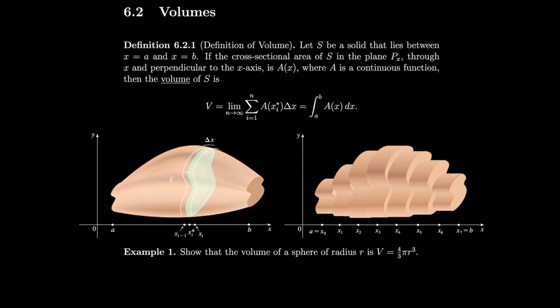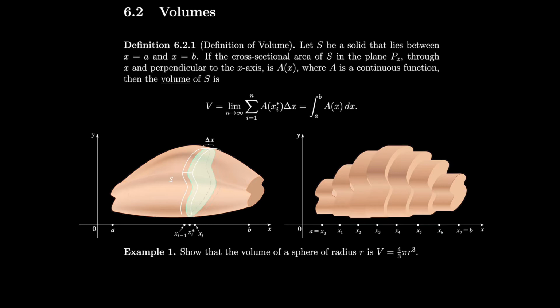Section 6.2, Volumes. Let S be a solid that lies between x equals a and x equals b. If the cross-sectional area of S in the plane P_x through x and perpendicular to the x-axis is A(x), where A is a continuous function, then the volume of S is the limit of the sum of A(x_i*) Δx, which we know is a Riemann sum, so that is our integral of A(x) from a to b.